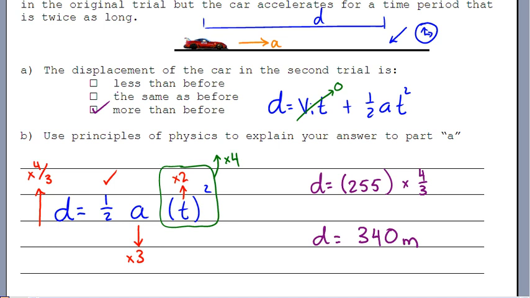Right? That time being quadratic was a little bit stronger effect there. It caused that displacement to be bigger. Okay, this is working pretty good. Let's try another one out.